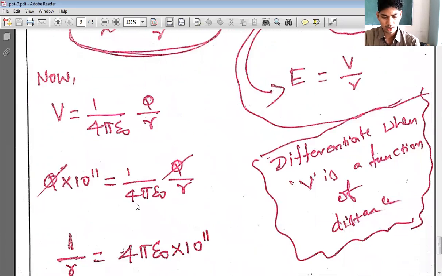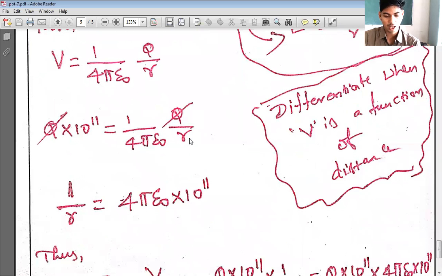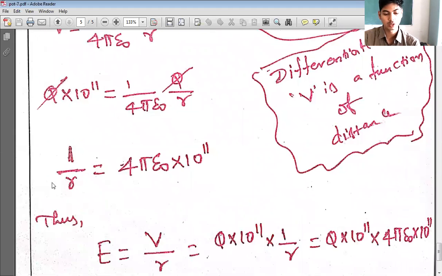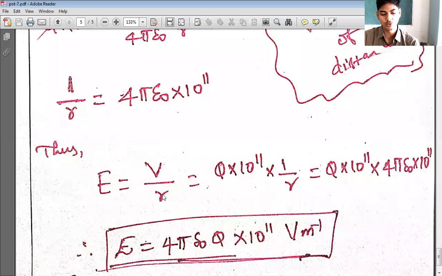So I'll retain this 4 pi epsilon naught as it is. Q and q get cancelled out. So 1 by R, multiplying 4 pi epsilon naught on this side, will be 4 pi epsilon naught into 10 power 11. I got to know what is 1 by R. I was asked to find the electric field. We know that E is equal to V by R.